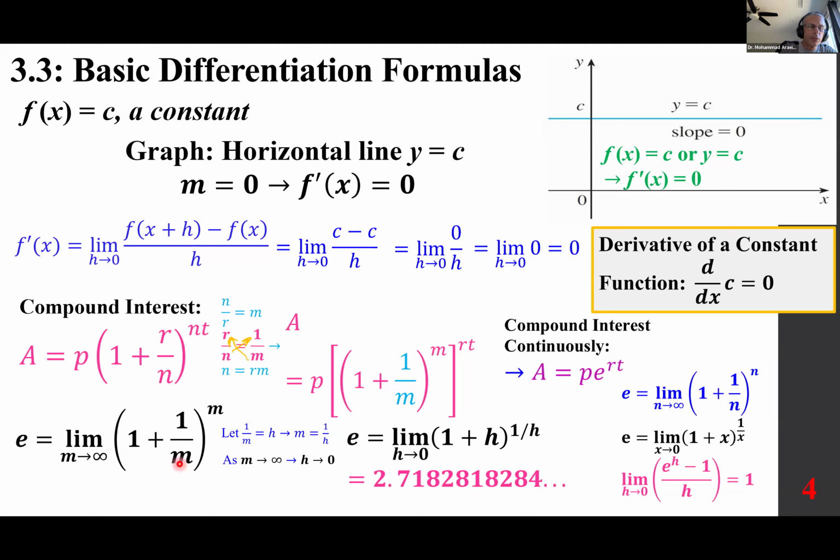On purpose, I'm changing the variable to something else, such as n, as long as this one and this one are the same, that works. Over here, on purpose, I'm changing the h to x. So e is the limit of 1 plus 1 over n to the power of n as n approaches infinity, or e is the limit of 1 plus x to the power of 1 over x as x approaches 0. And also, we're going to look at this proof, which says e is a number such that the limit of e to the power of h minus 1 over h as h approaches 0 is 1.